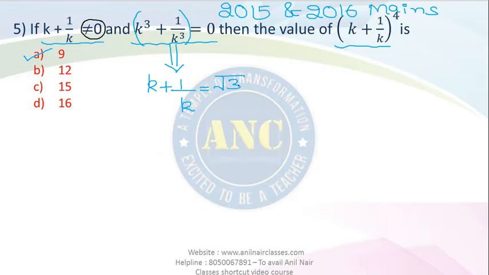Yes, root 3 is not equal to 0. Yes, absolutely fine. Now, the question is, k plus 1 by k value, we know it as root 3. But they don't want k plus 1 by k. They want k plus 1 by k whole power 4.